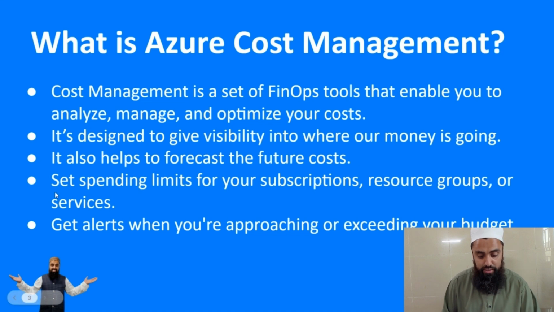We can set spending limits for our subscriptions, resource groups, or services, and also get alerts when we're approaching or exceeding the budget. For instance, if I have a budget of $100 per month, and I don't want to exceed that budget, I can set alerts in Cost Management, and when the budget hits the threshold, I must get an alert that I am going to hit my budget limit.